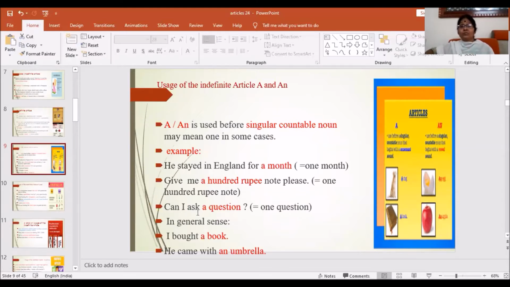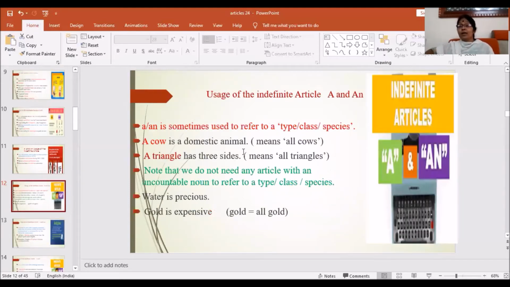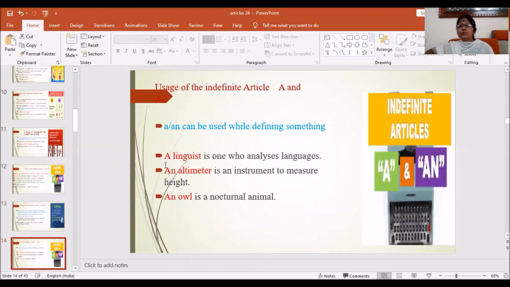And we also use it when we ask anyone, right? For example, is there a good hotel nearby? Or we use them when we refer to a type, class, or species, right? Then a and an is also used with singular countable nouns when the person or thing is introduced for the first time in the conversation, right? And we also use them while defining something, right?